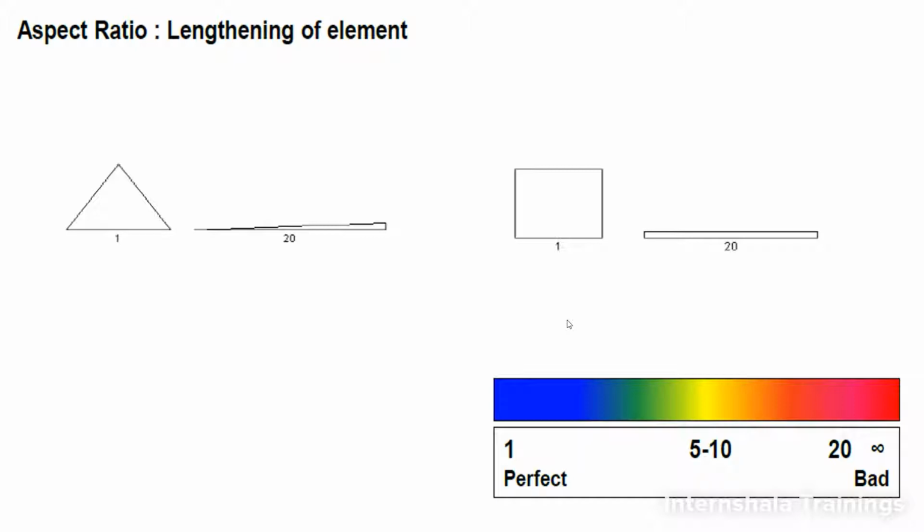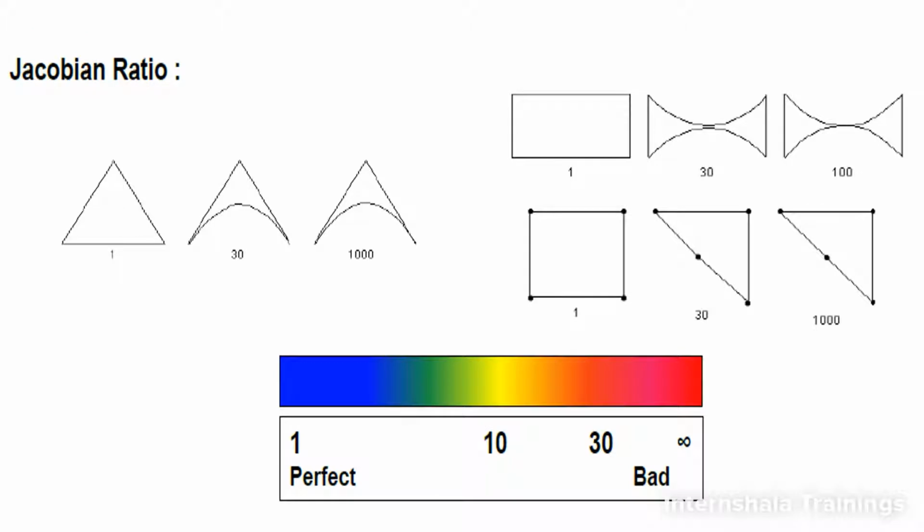Then coming to the next one, it is known as the Jacobian ratio, and this Jacobian ratio also varies from 1, which is perfect, to infinity, which is bad. So this value can range anywhere from 1 to 5 to be said as a good mesh, but once it crosses the value 5 the mesh quality is going to deteriorate.